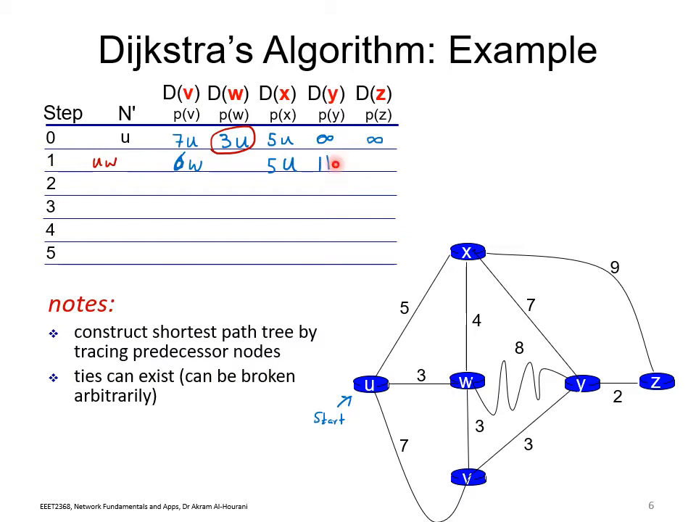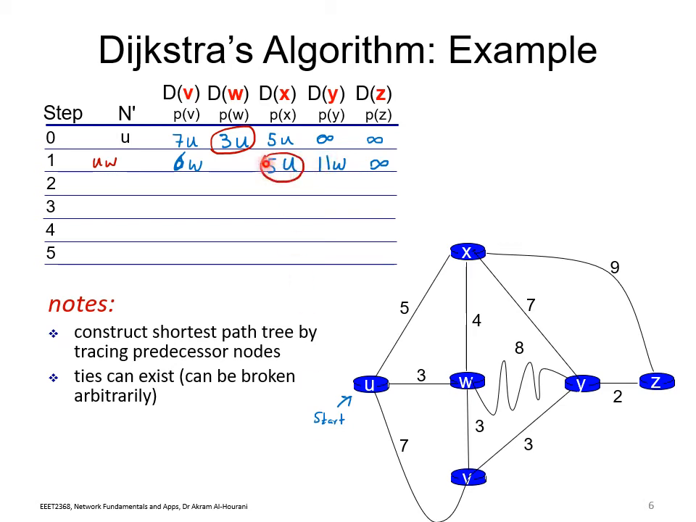And how do I access it? I access it through W. How about Z? Well, Z, I don't know how to reach it yet, so I'm just going to put infinity because it's not yet known. Now looking at this row, do we have a winner here? Well, yes, we do have a winner, this one.